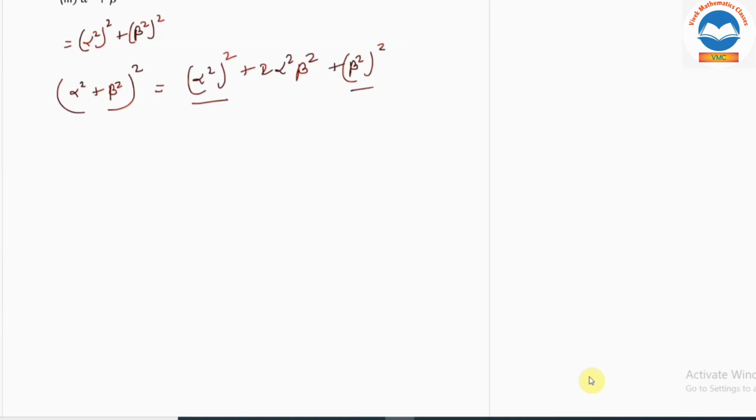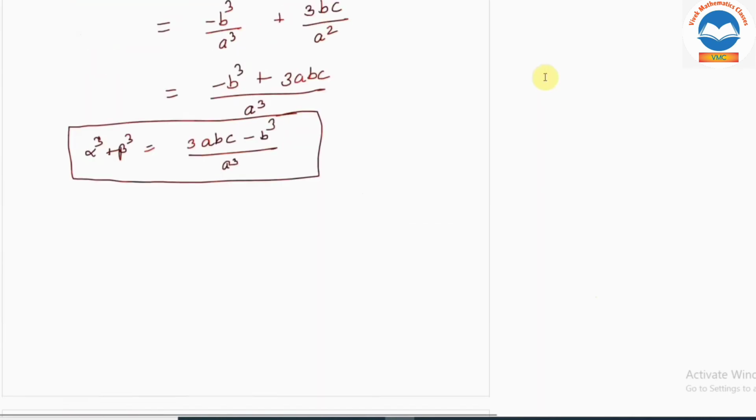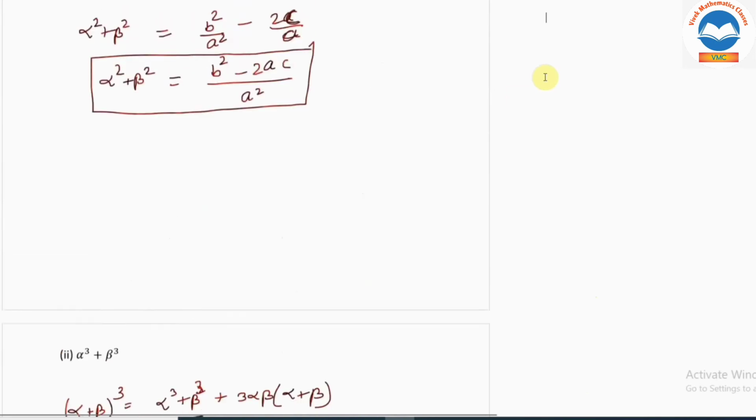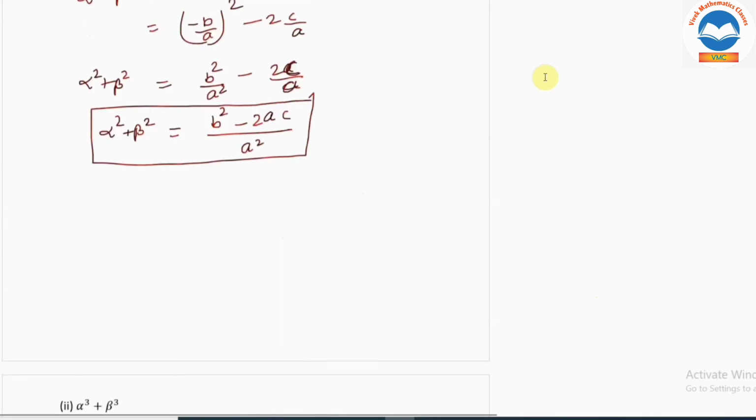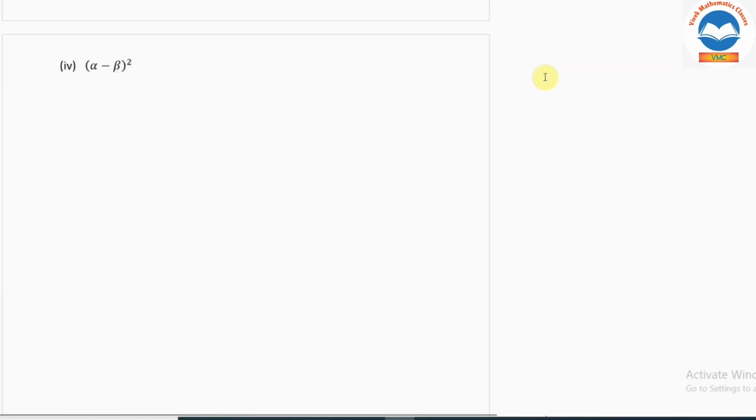So we will bring this to this side. What will we get? Alpha to the power 4 plus beta to the power 4 will be alpha square plus beta square the whole square minus 2 alpha square beta square. We know this alpha square plus beta square value from the first part. So what was that value? We will check it. This was b square minus 2ac by a square. We will substitute here.